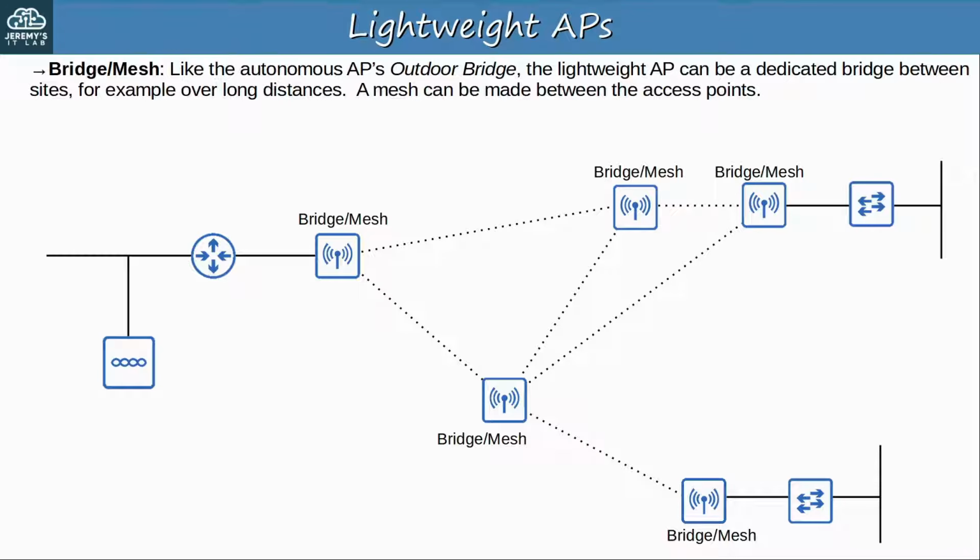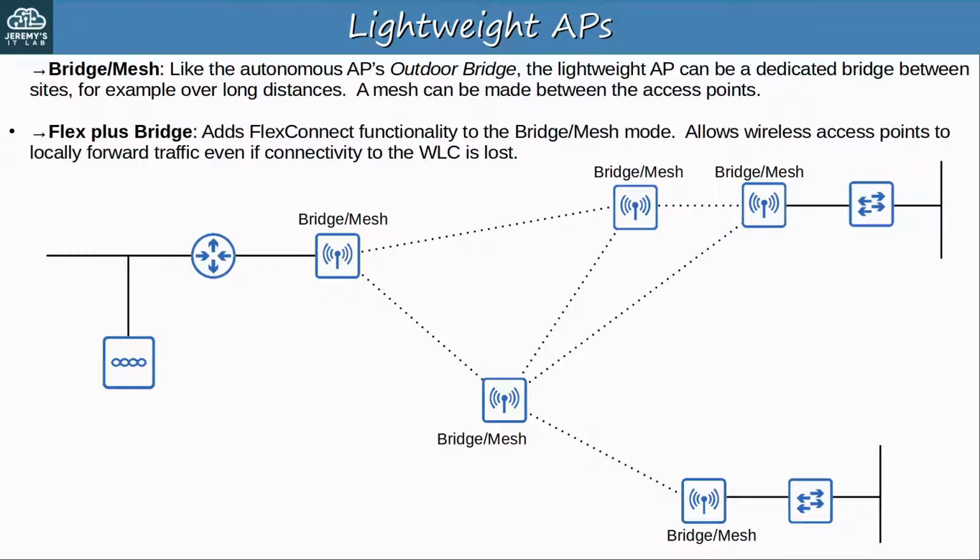Now there's one more mode, that is Flex plus Bridge, which basically adds Flex Connect functionality to the Bridge Mesh mode. This allows wireless access points to locally forward traffic, even if connectivity to the WLC is lost.